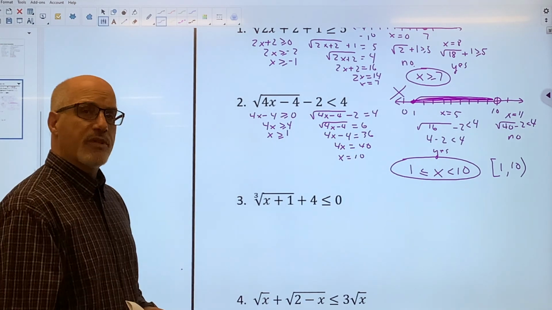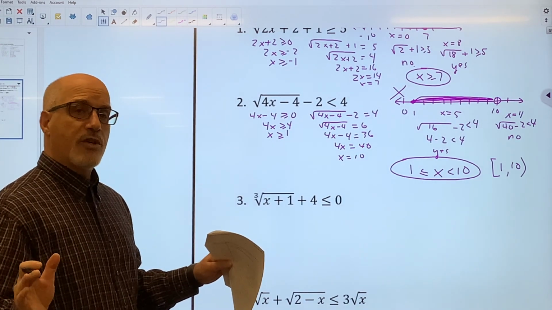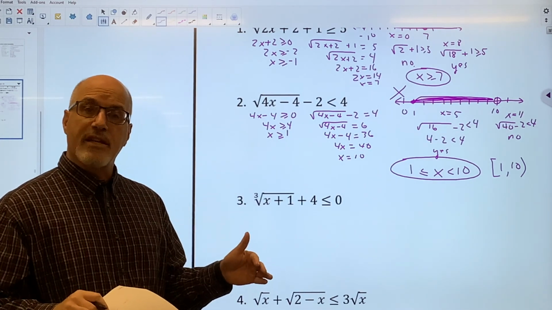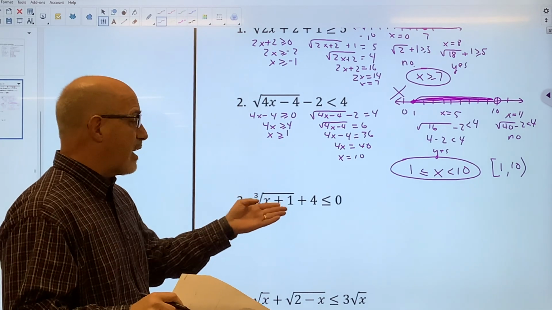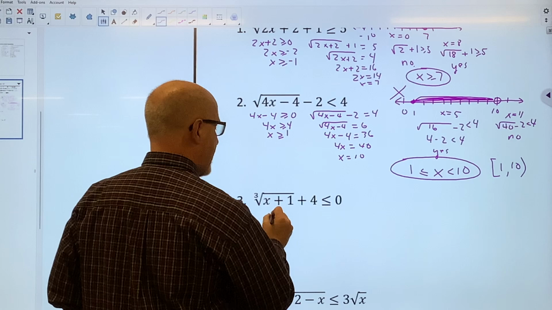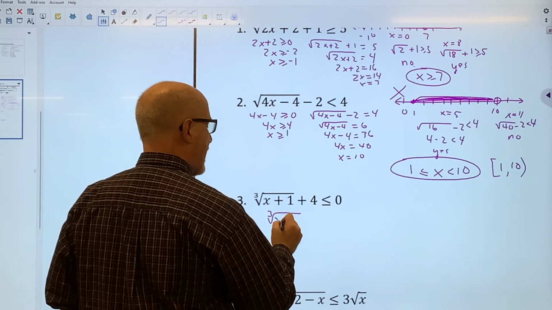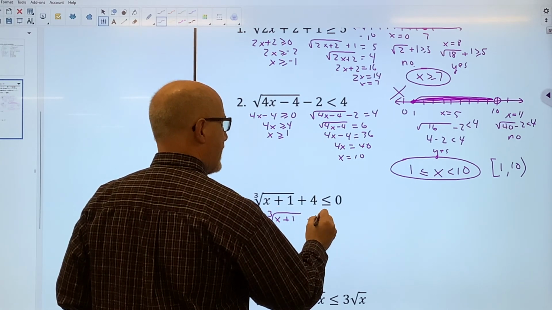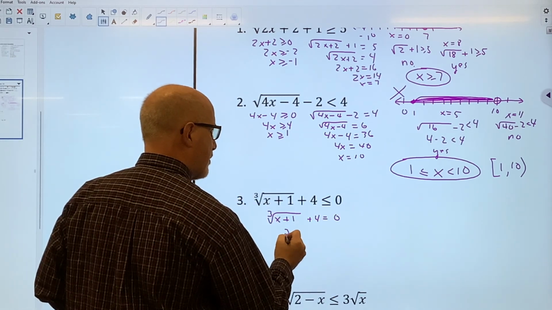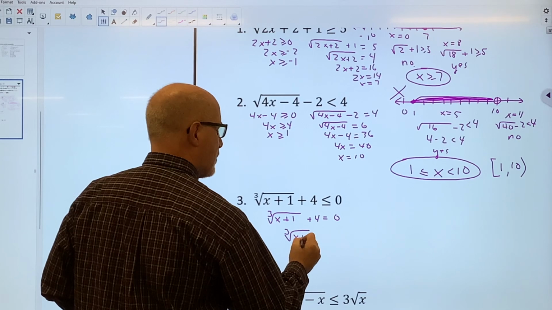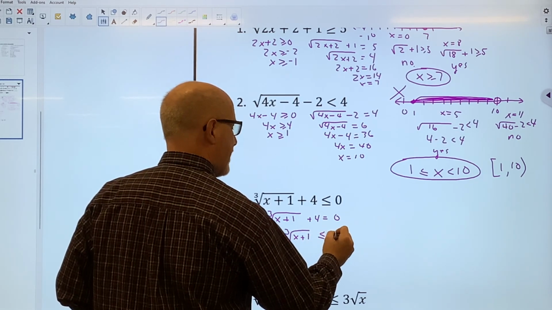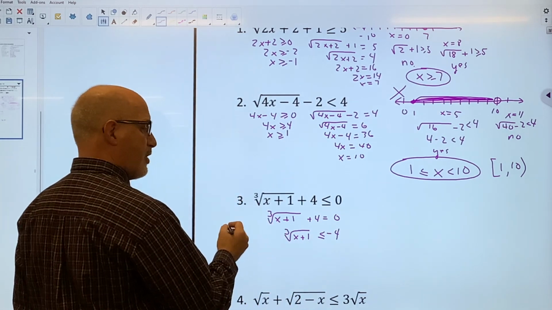This is a cube root. We don't have to do step 1 for a cube root because I can take the cube root of a negative. That's all right. So I can use my domain as including negatives here. So you can go to step 2 and just make it the cube root of x plus 1 plus 4 equal to 0. Subtract 4 from both sides, so the cube root of x plus 1, is that less than or equal to -4? Then I go ahead and cube both sides.